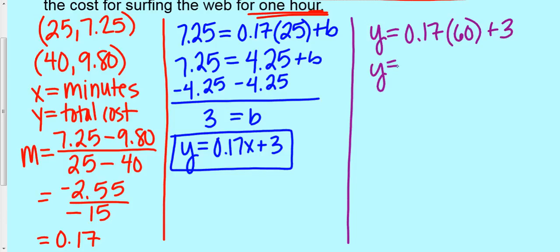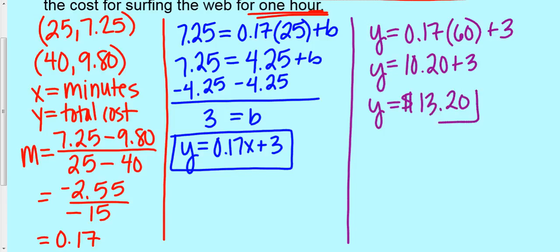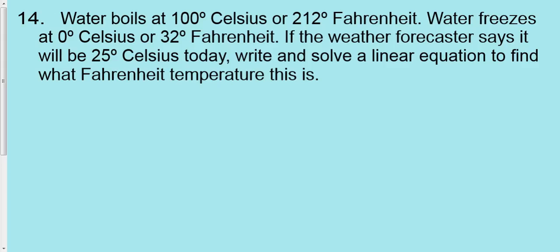When I do that, 17 cents times 60 is $10.20. Then I'm going to add $3 to that. My total cost for 1 hour is $13.20. Okay, so again, make sure you answer both parts of the question. Okay, and so let's go ahead and try 14 together.